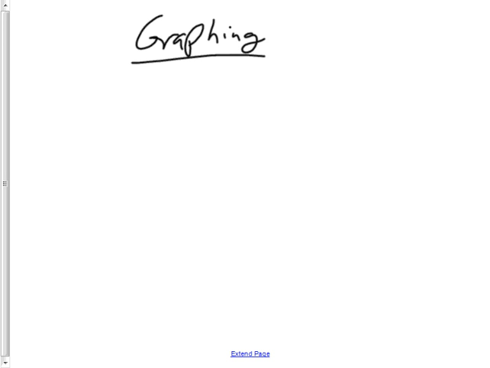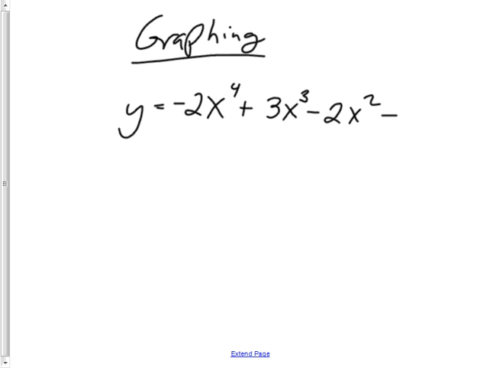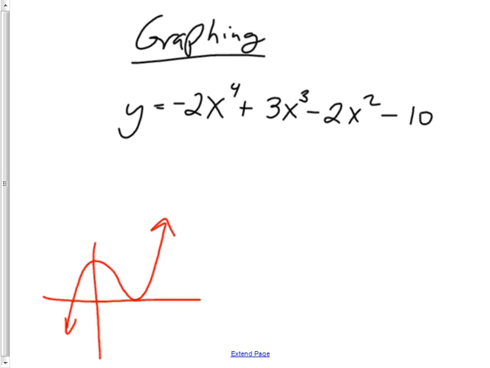Good. Here we go. I'd like you to start with an equation that starts like this: negative 2x to the fourth plus 3x to the third minus 2x squared minus 10. Make me a sketch that could be that equation. Then, for your follow-up to it, I'd like you to make me an equation that could be the equation for that, as far as you can tell from my sketch.